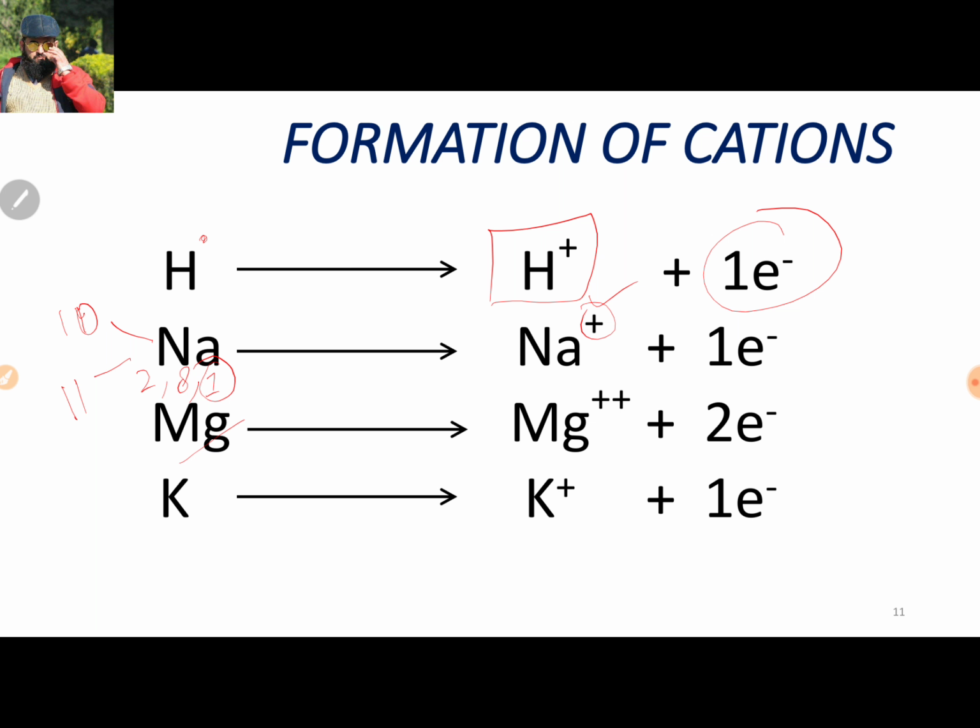When magnesium loses its 2 electrons present in its last shell, it forms a magnesium ion with a double positive charge. Similarly, in the case of potassium, potassium loses 1 electron from its last shell. When it loses this 1 electron, it acquires a positive charge.